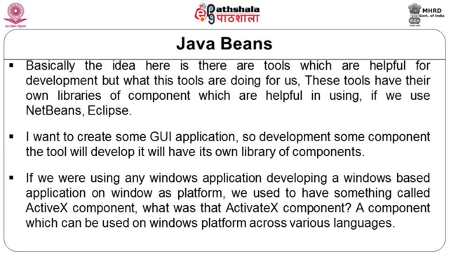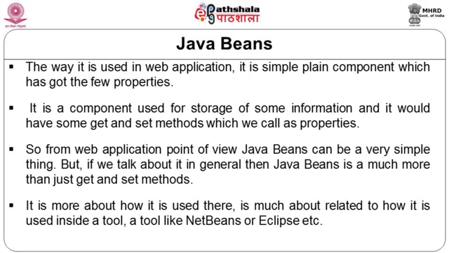In a very simple form, the way it is used mostly with web applications, it is a simple plain component which has got a few properties. It is a component used for storage of some information, and it would have some get and set methods, which we call properties. So, from a web application point of view, Java Beans could be a very simple thing, developed in a very simple manner.